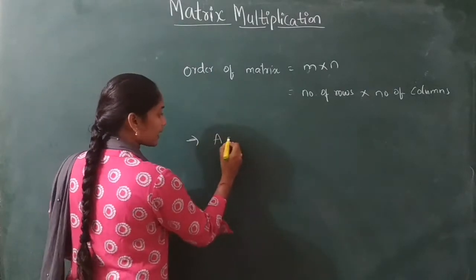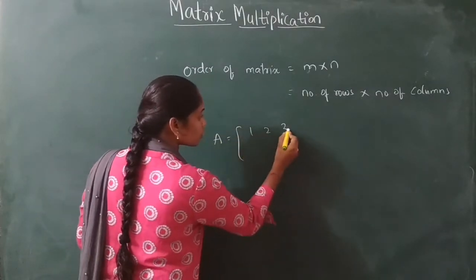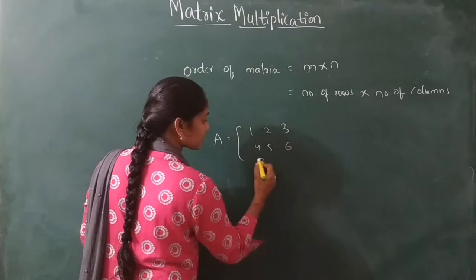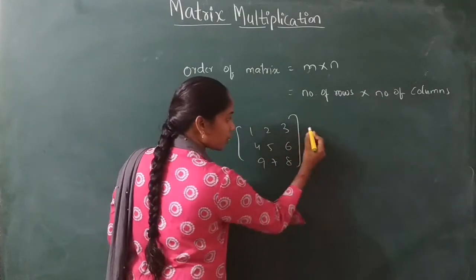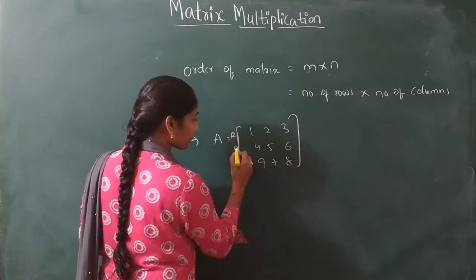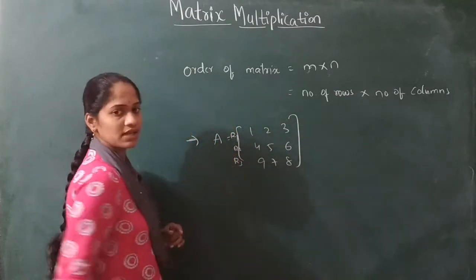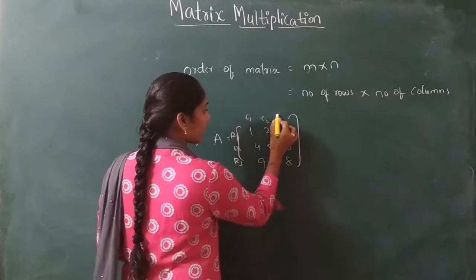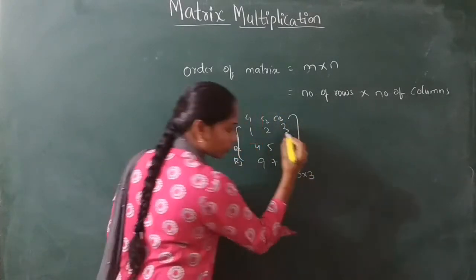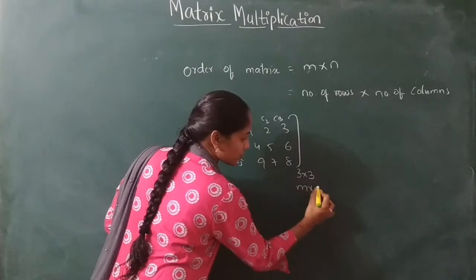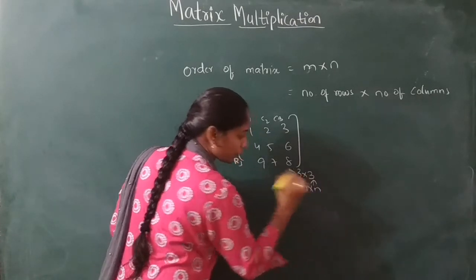So I'm taking A equal to 1 2 3, 4 5 6, 9 7 8. So what is the order of this? How many rows are there? Count: 1 2 3. Rows R1 R2 R3, and columns C1 C2 C3. That is, this is of order 3 cross 3. That is m cross n, number of rows, number of columns, right?